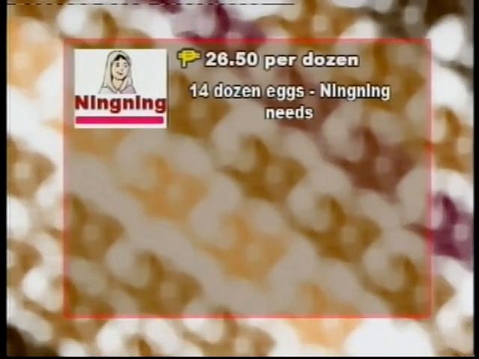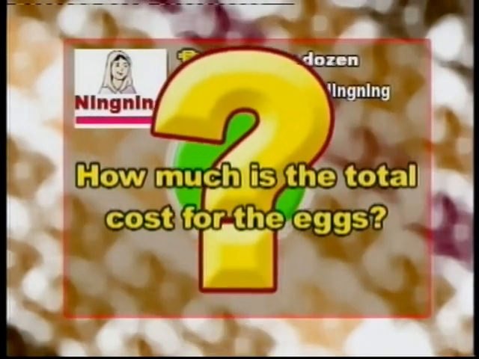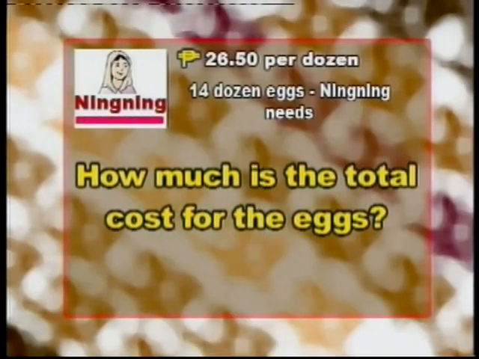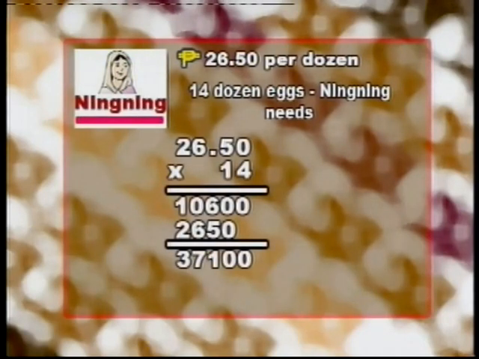He gave her a price of 26 pesos and 50 centavos per dozen. How much is the total cost for the eggs? Finished? See if you got it right. The answer is 371 pesos.